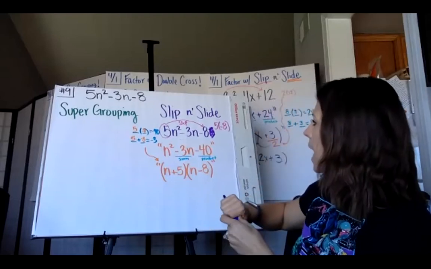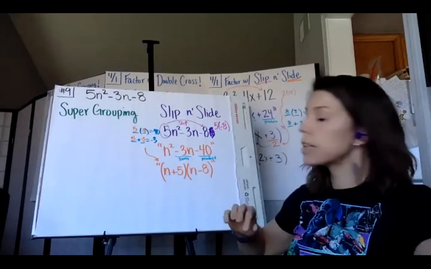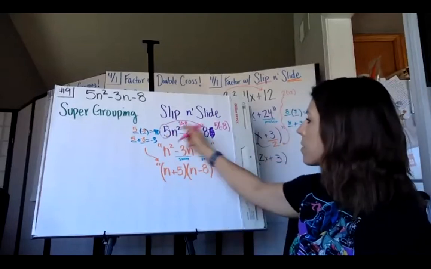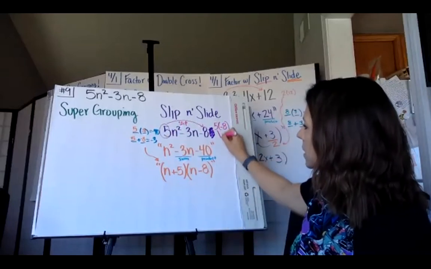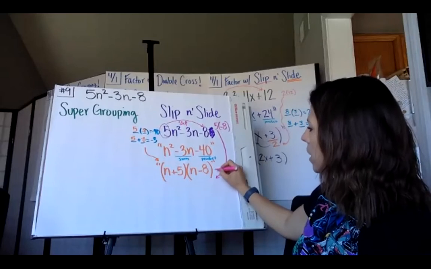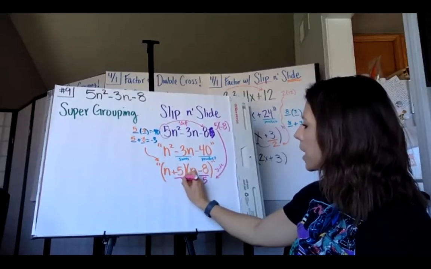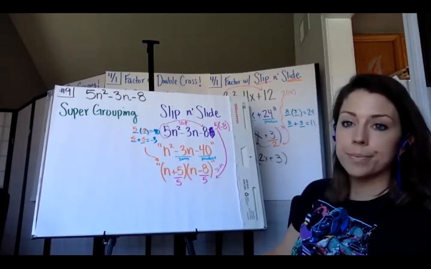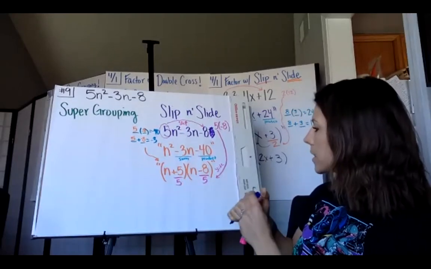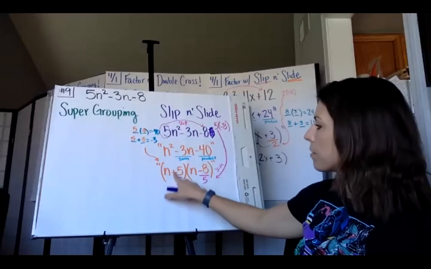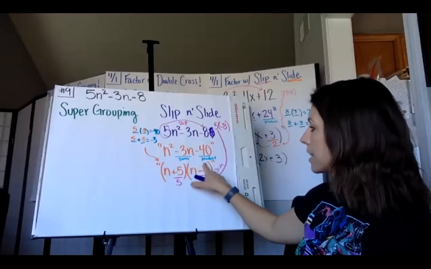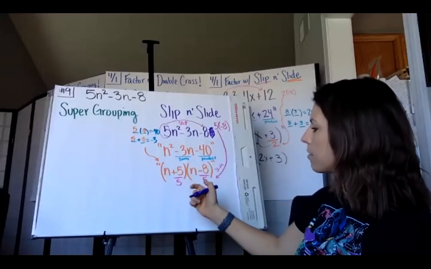Now I have to do my slide. So I take the 5 from the front. I flipped it to the end. Now I need to slide it back underneath. Basically undo that multiplication with division. What does that look like? Well, if I can simplify the quotient, then I'm going to. And if I can't simplify the quotient, I'm just going to slide it in front.